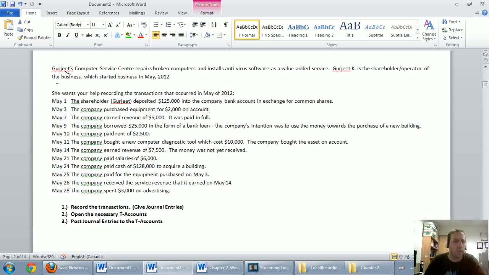But let's read through the top of the question. It says, Gurjeet's Computer Service Center repairs broken computers and installs antivirus software as a value-added service. Gurjeet K is the shareholder slash operator of the business, which started business in May 2012. She wants you to help recording the transactions that occurred in May of 2012, and then there's a big list of transactions. And we're just going to worry about part one here. Record the transactions. Give journal entries.